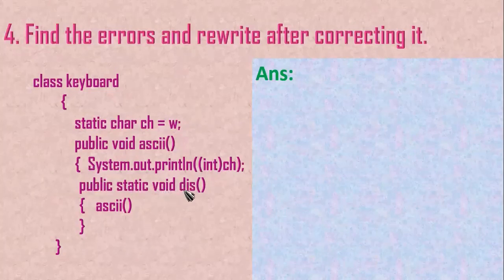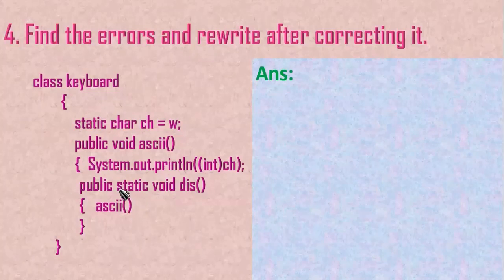Public static void dis of. So here is a method. But see, here it has been opened, it has not been closed. So we are supposed to close it here. There is another mistake. So here after this, the method ICSE of is called. So while calling we are supposed to give a semicolon, it is not given, there is one mistake.